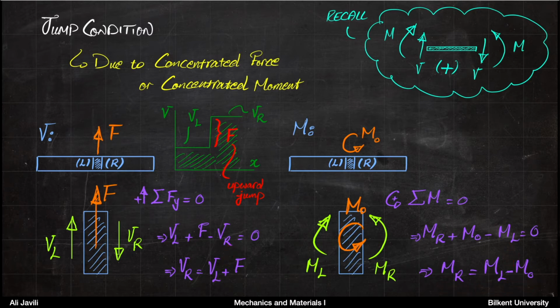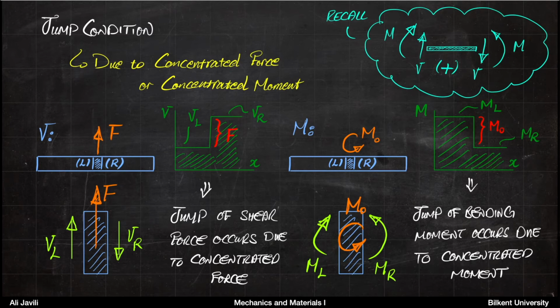So basically that means if you draw the moment diagram for this case, you can see that if you come from left to right, and at some point you apply an external moment MO that is positive, that is in the counterclockwise direction, the counterclockwise moment would result in a jump of moment, but now the jump is downwards.